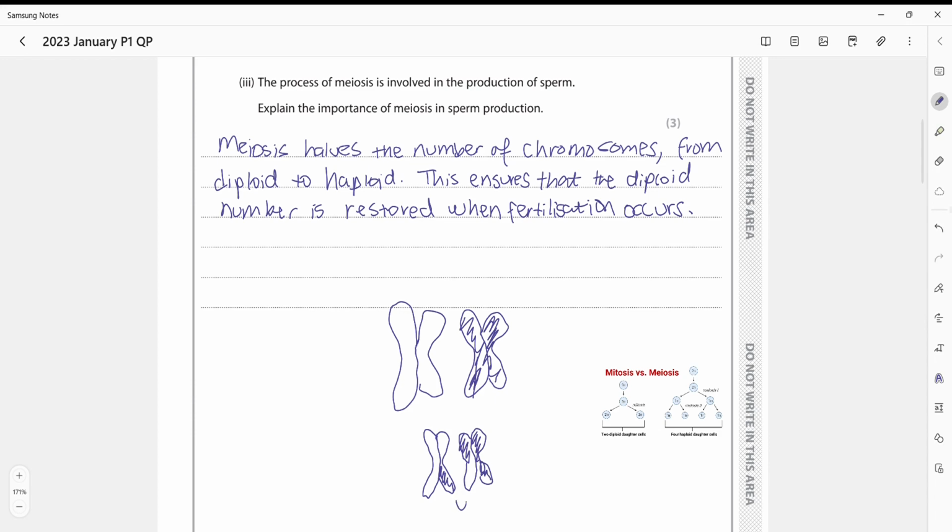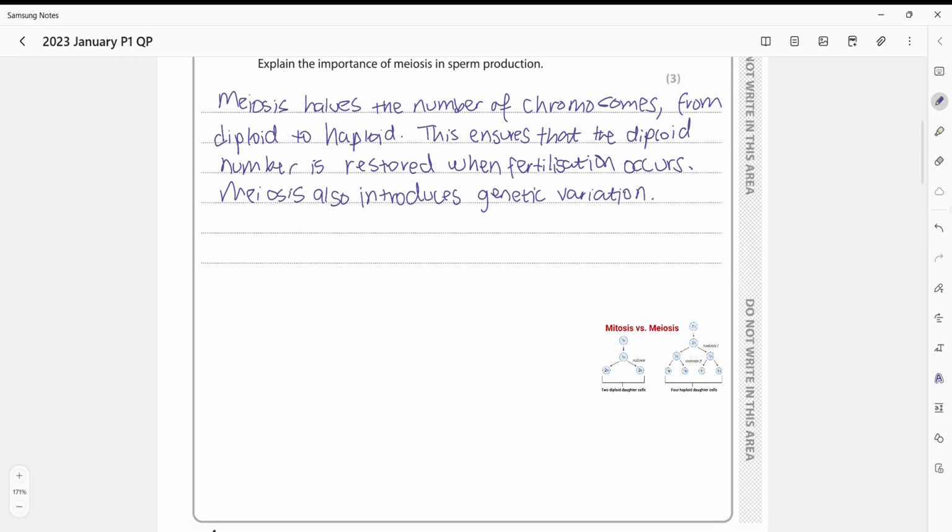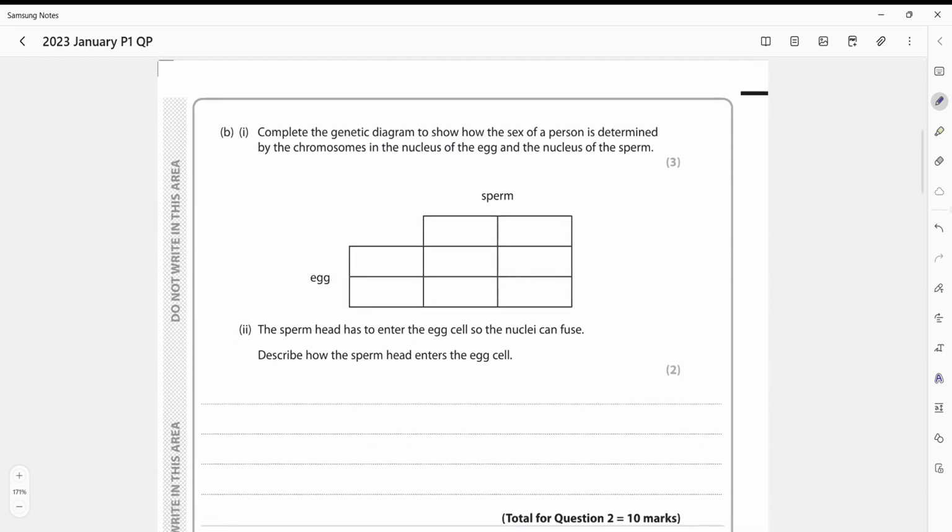Okay, so you can see that they've swapped this part out. Right, and that's what happens in meiosis. So this ensures that, you know, our siblings don't have the same genetic material that we do. Okay, so meiosis also introduces genetic variation. Okay, let's go on to the next page.